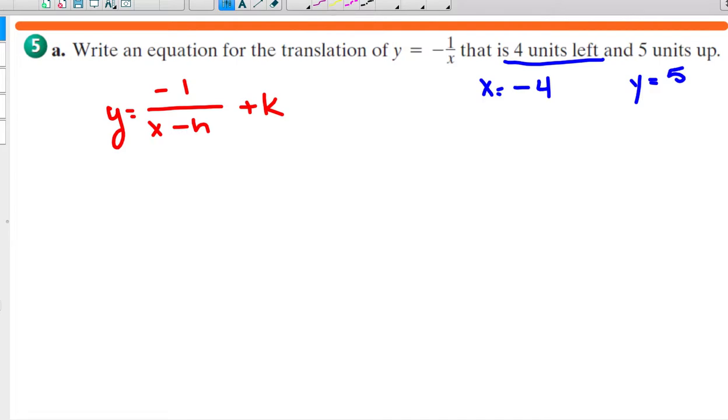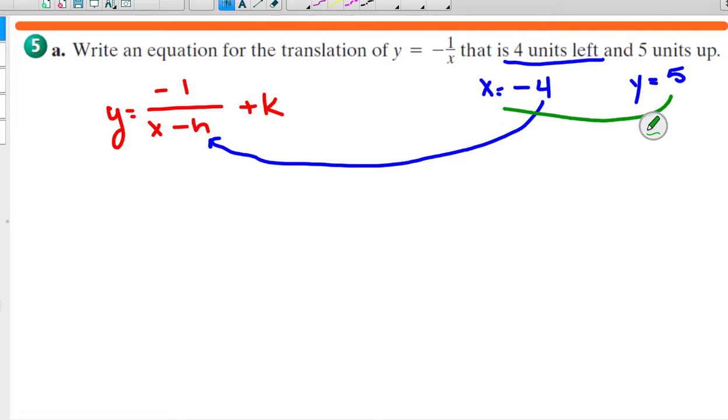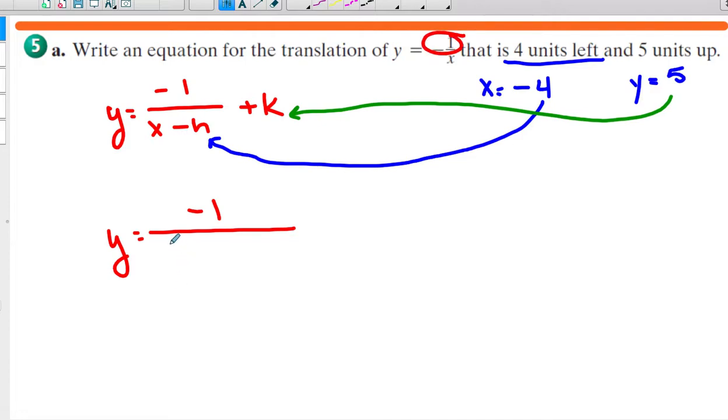So my values are going to go -4 in for the h, and then the 5 is going to go in for k. Right, so let's write that out. We have y equals -1 in the numerator because that's the parent function. That's what we were given. We have x minus a -4, and then plus the y in this case, that k is going to be 5. Minus a negative makes that positive.